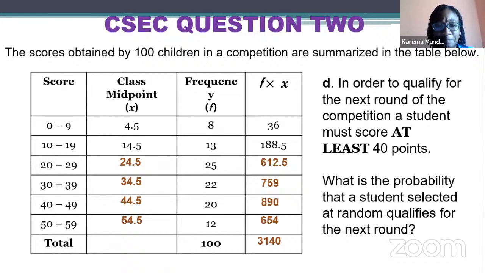How many students? 32. I'm seeing Kelly saying 32, yes. How did you get the 32? Remember, we always ask why, how, explain. Because in the frequency table, between 40 and 49 is 20 children, and in the 50 to 59 is 12. So I just add them up to get 32.